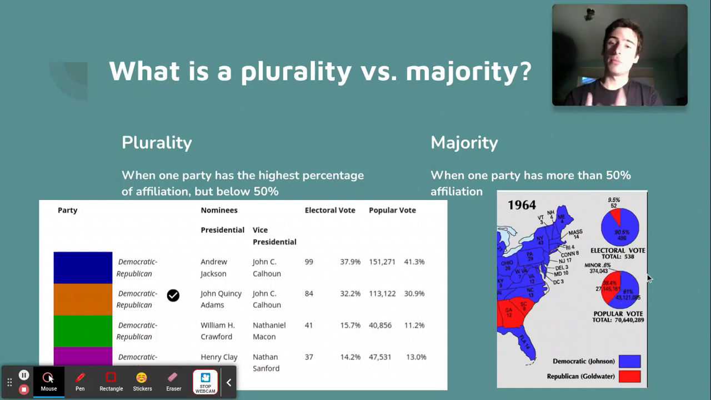But Lyndon Baines Johnson did not get a plurality, he got a majority because he had over 50%. A plurality is when you have below 50%, but you have the most. For example, we see that in some counties there's a 46% Democratic proportion of voters, and then there's a Republican percentage of 43%. So while neither the Democratic Party nor the Republican Party has more than 50% voter affiliation in that county, we can say that the Democratic Party has a plurality because their proportion is higher than all the other parties.